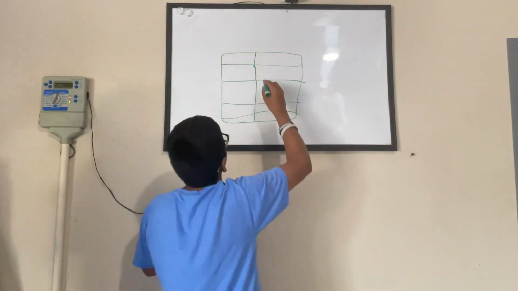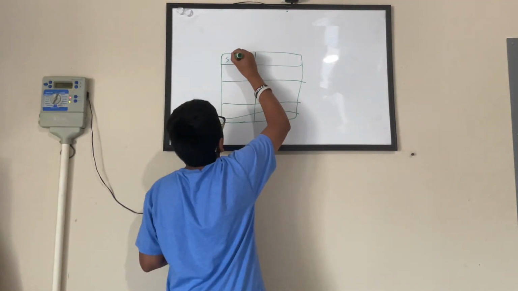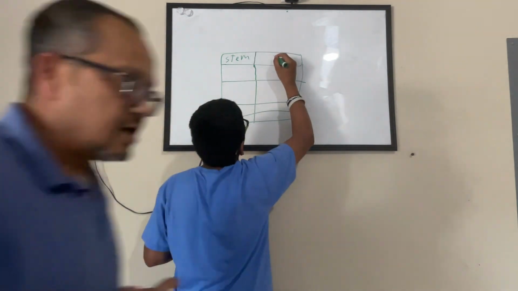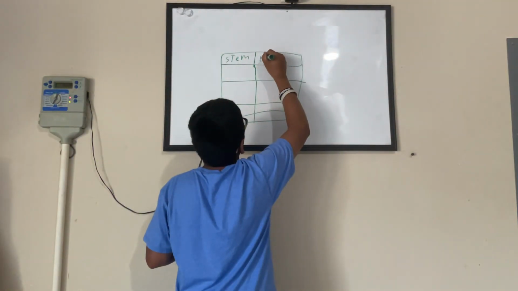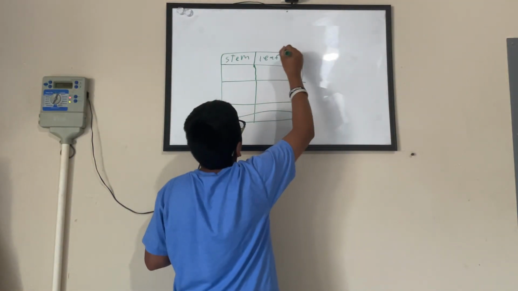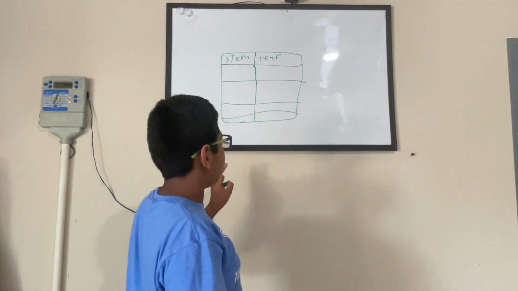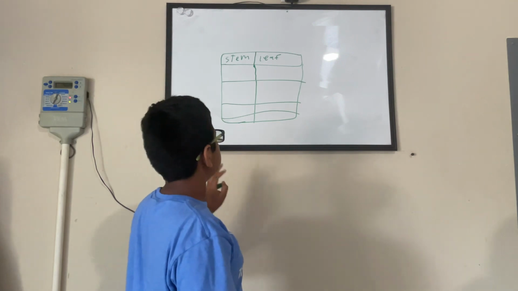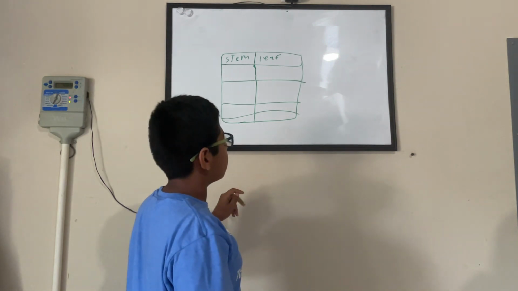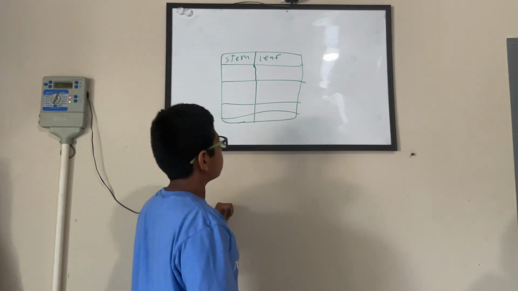Wait, where's the key? You have to add it. Don't let it complete. I kept stopping Adil in between, right? I'll stop you also. So this is a stem and leaf plot. It has a set of data, because a teacher might give you something like this.